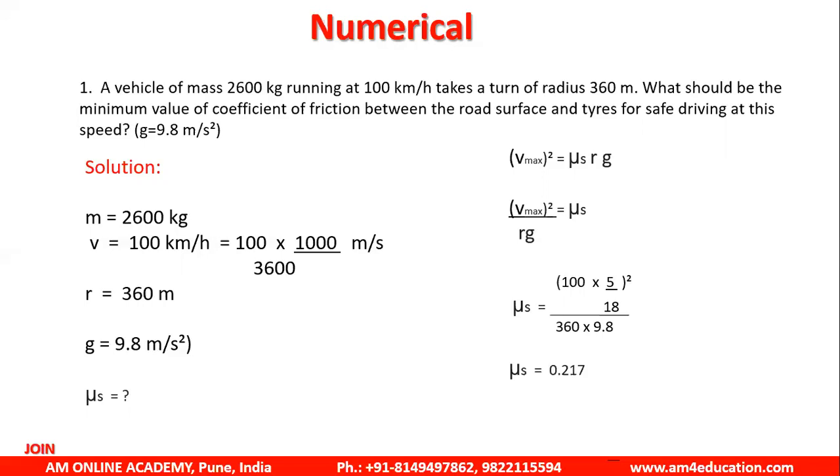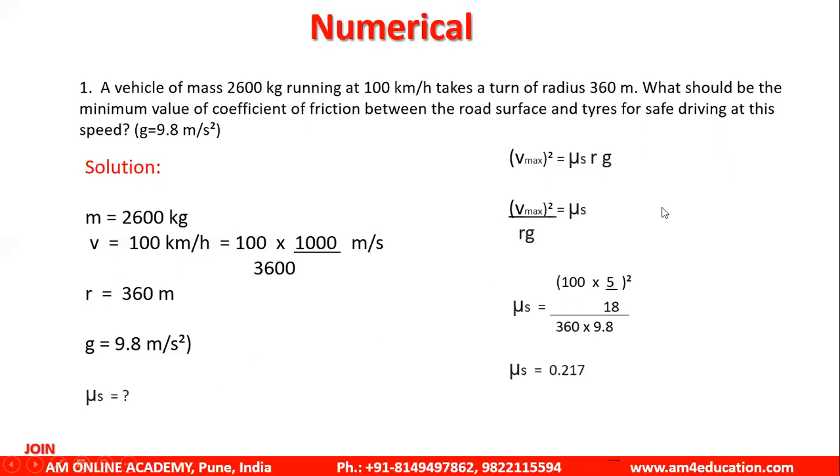Now here mass is given, that is in the SI system, so we'll keep it as it is. But the speed is given in kilometer per hour. So first of all, we have to convert kilometer per hour into meter per second. For that, we have to multiply by 1000 upon 3600. This comes out to be 5 by 18. And the radius is 360 meter, and everything is given to us.